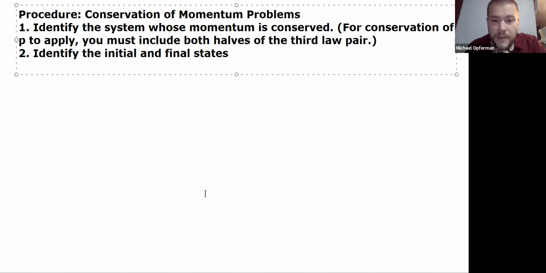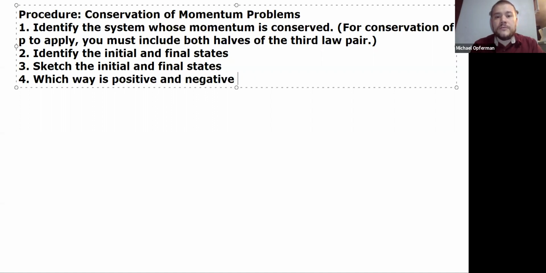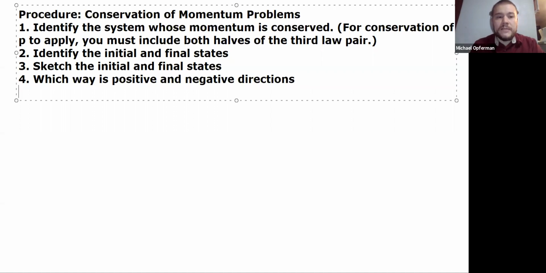The third step in my procedure is to sketch the initial state and the final state. Fourth step, momentum is a vector, so make sure you know which way is the positive and negative direction for your momentum vectors. Again, a small step, but something that can easily go wrong for people.